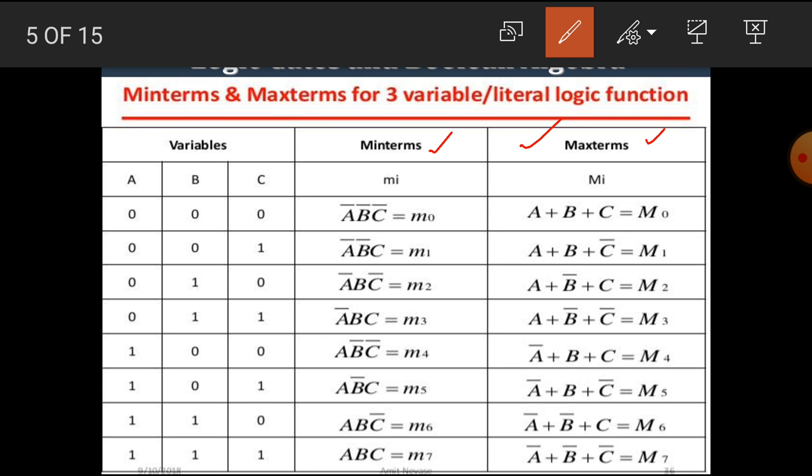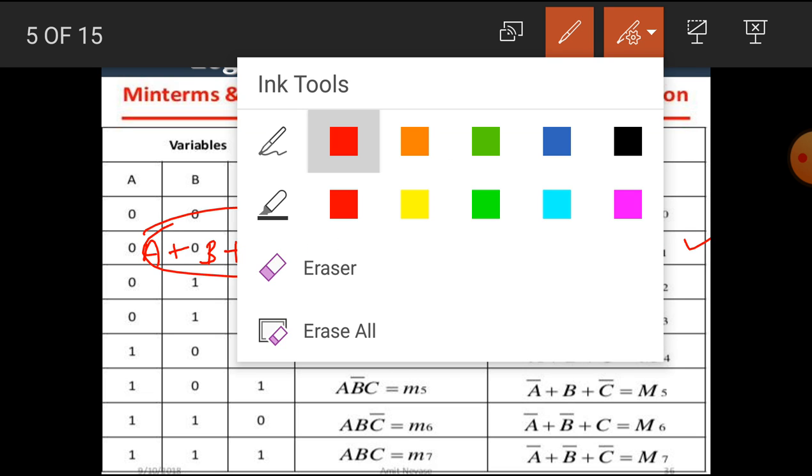Okay, that means A has the value 0, that means we have to place here A. B has the value 0 means B. C has the value 0, that means C. We get here max term A plus B plus C. This is M0. The next case is that A has the value 0, that means A. B has the value 0, that means B. C has the value 1, that means we have to write C bar. A plus B plus C bar, that means max term M1.